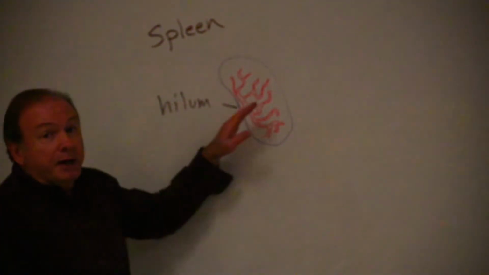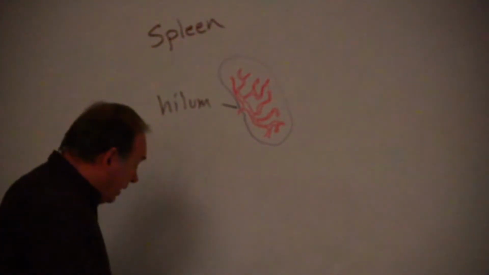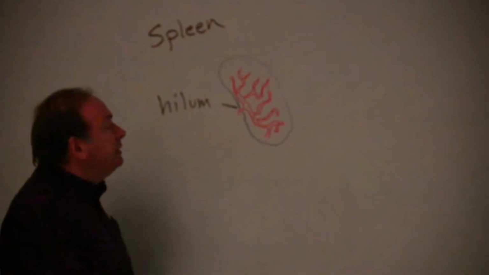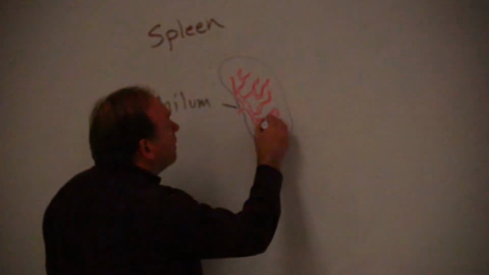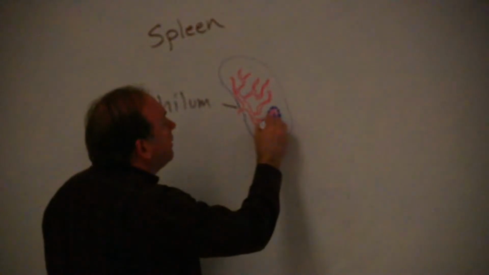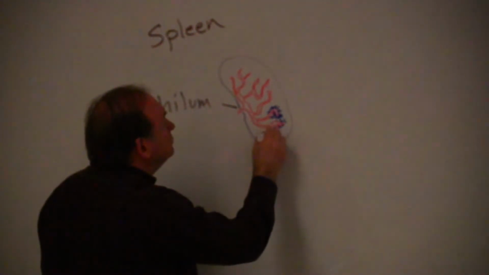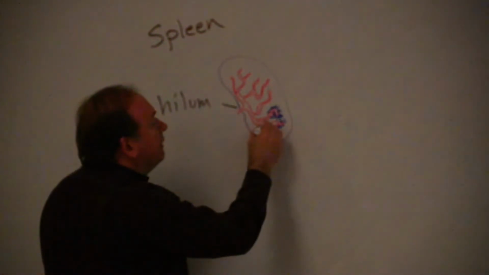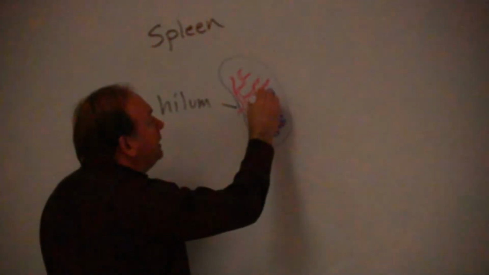The splenic artery comes in and branches out through the spleen, and along the path of these blood vessels, these arteries that go in through here, it branches into smaller and smaller vessels. The smaller vessels out here at the end are surrounded by dense aggregations of lymphocytes. These dense aggregations of lymphocytes are referred to as white pulp. The white pulp portion of the spleen.